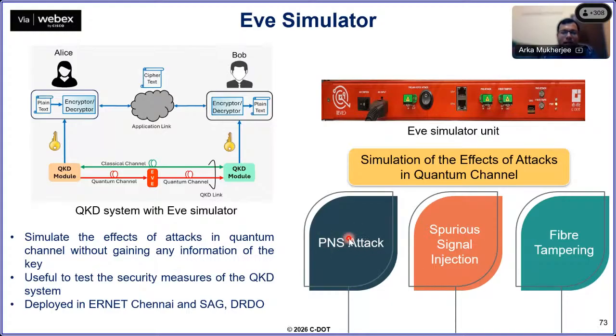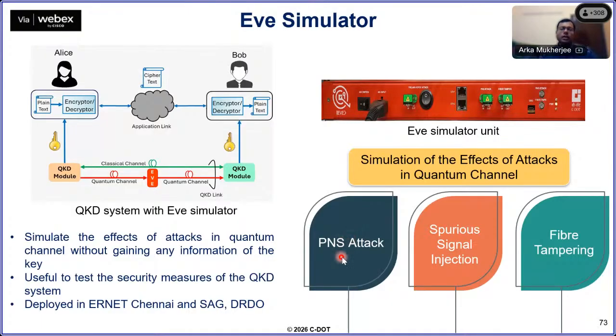So in a PNS attack, what happens if there is a multi-photon pulse? Generally the attacker takes one photon, keeps it to themselves, and the extra photon it sends to Bob. Okay, so to prevent that, it is generally recommended that you keep the mean photon number less than one.